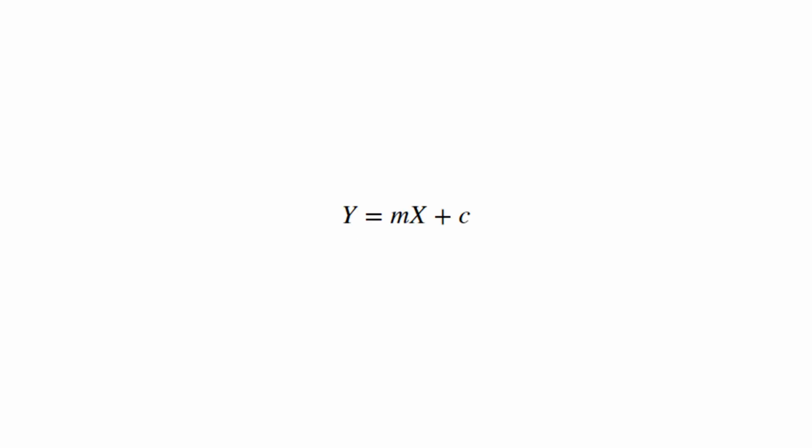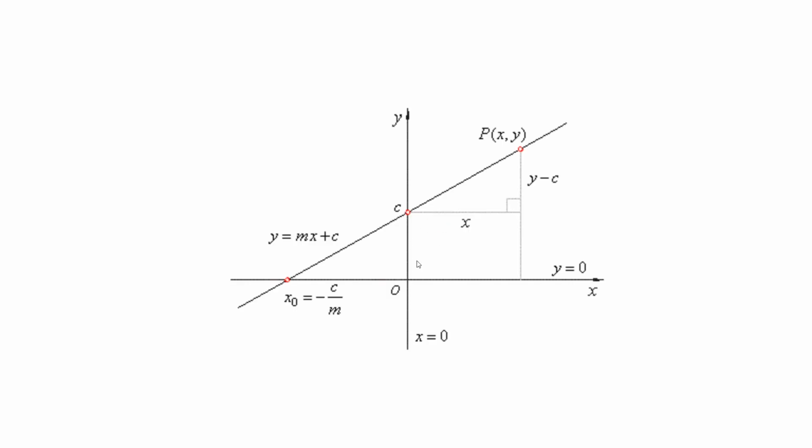Now let x be the independent variable and y be the dependent variable. We will define a relationship between these two variables using the equation y equal to mx plus c. So this is the equation for a line that you studied in high school, and today we'll be using this equation to train our model with the given data set and predict the value of y for any given value of x.